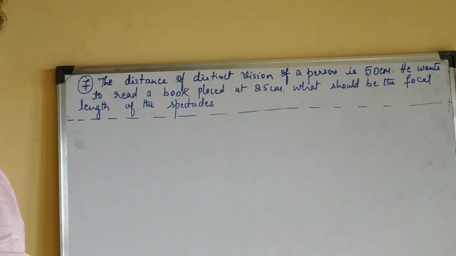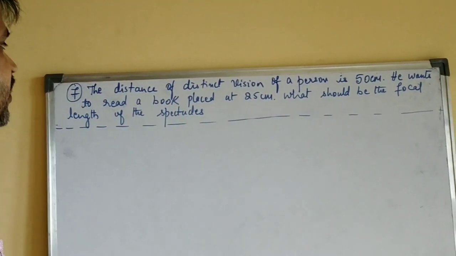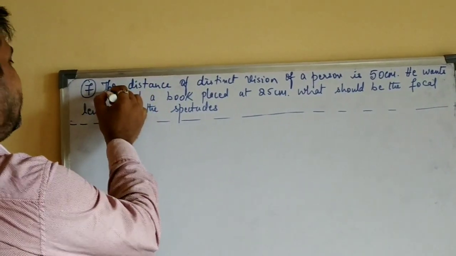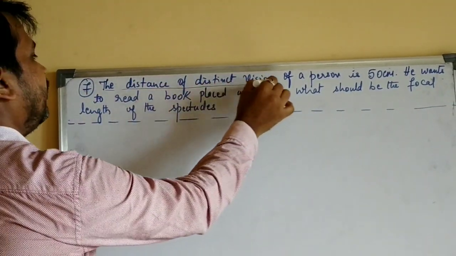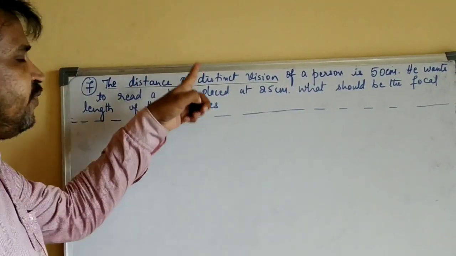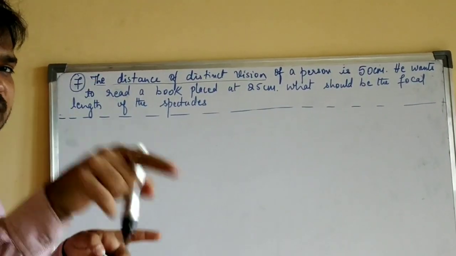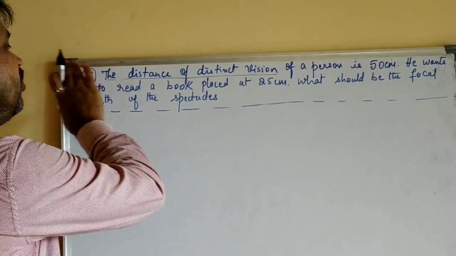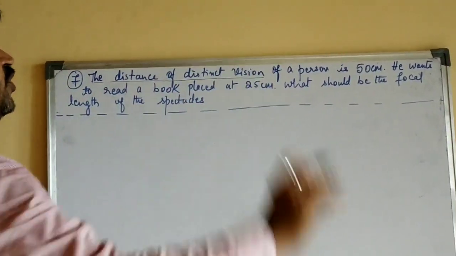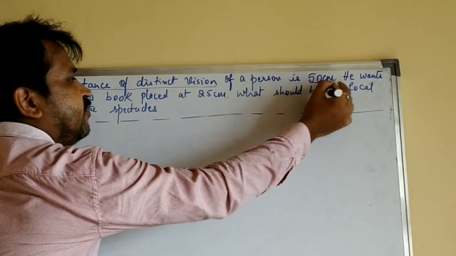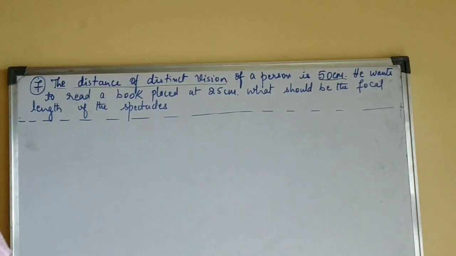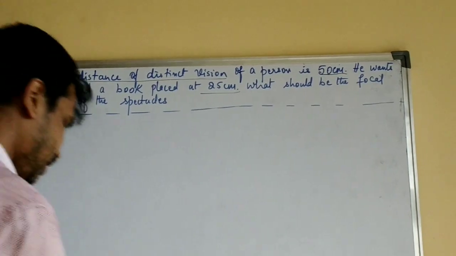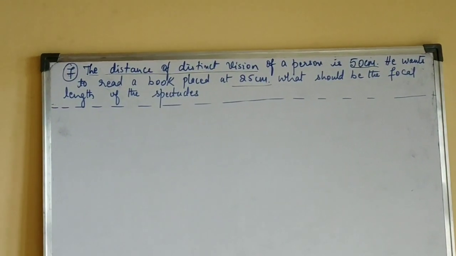Okay. To the seventh problem, you can see the distance of distinct vision. Remember, students, don't confuse. Please read the sentence they have given, the distance of distinct vision. It is not least distance. Least is not the word mentioned here. They have mentioned only that the distance of distinct vision of a person is 50 centimeters. He wants to read a book placed at 25 centimeters. What should be the focal length of the spectacles?